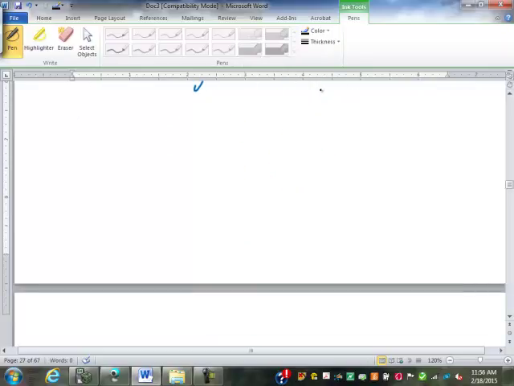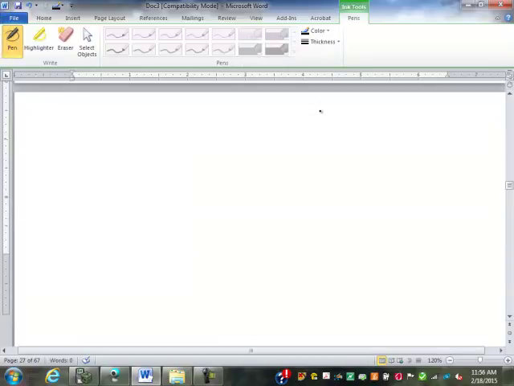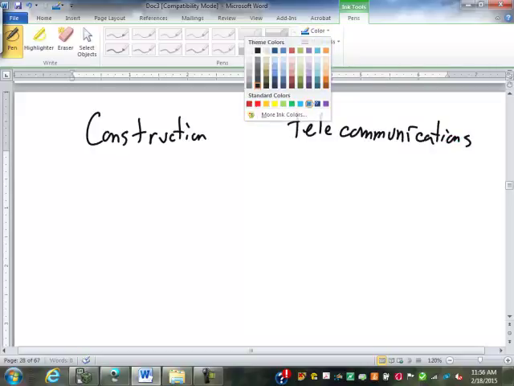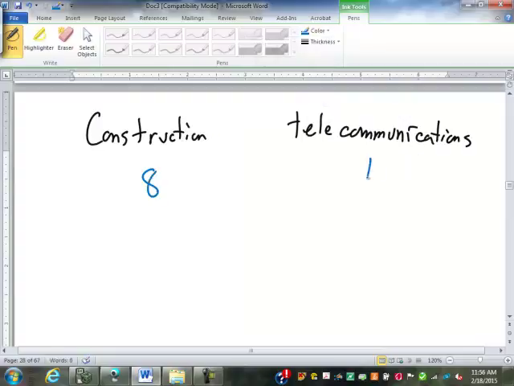Now, a note I should make on these ratios. Whenever we see a ratio, there are actually multiple ratios there. Let's take a look here at a student ratio. Let's look at my previous class here. On my previous class, I had construction students and I had telecommunication students. And in that class, there were 8 construction students and 10 telecommunication students.